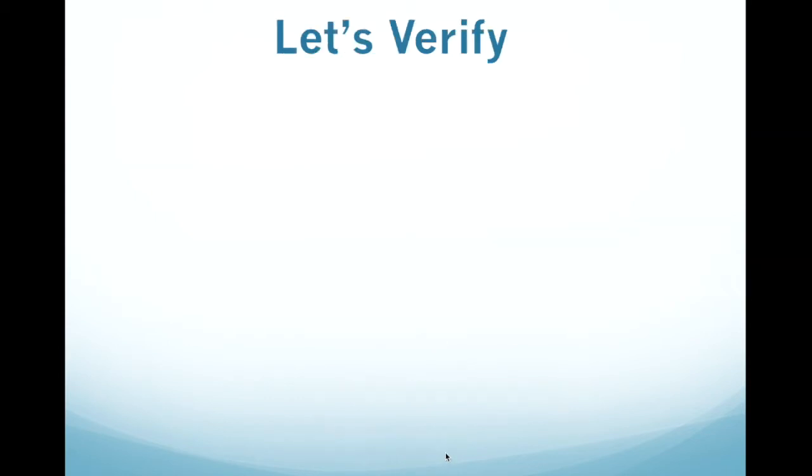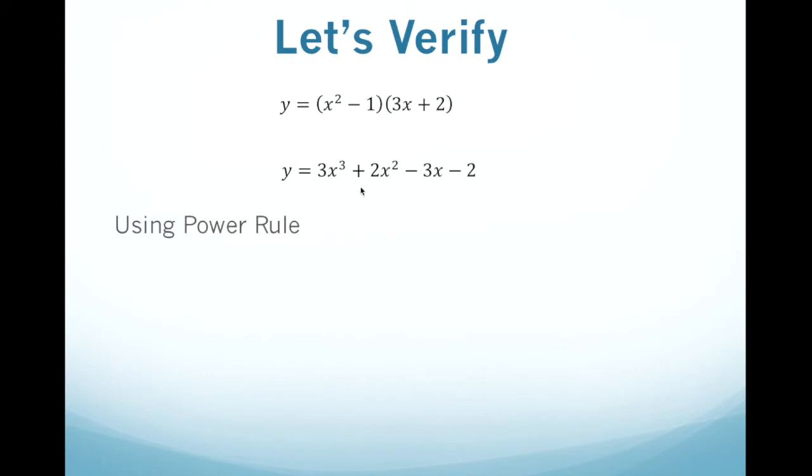Now let's verify that by using the power rule. Again, we have this function and it is manageable to expand it, which gives 3x cubed plus 2x squared minus 3x minus 2, the expanded form. Now we apply the power rule in each term, and recall that the power rule says that if y is equal to ax to the power of n, then the derivative is nax to the power of n minus 1. So this is our power rule.